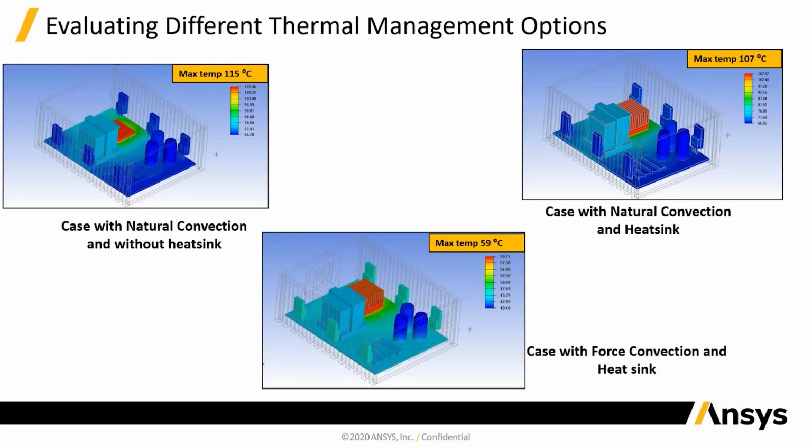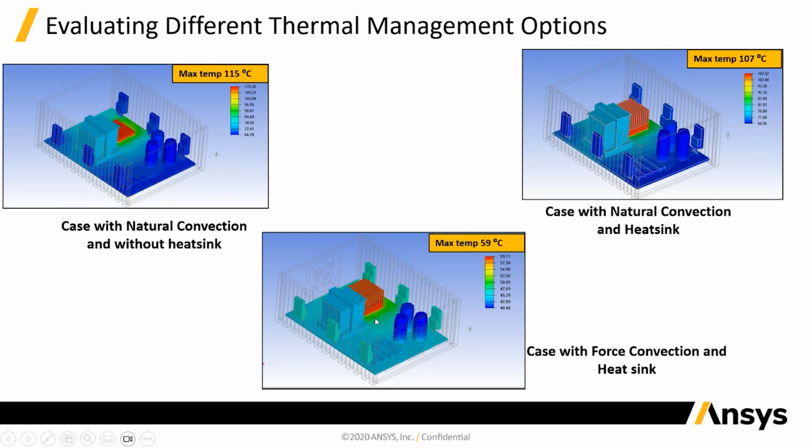Now I'm going to show you one use case where we are evaluating different types of thermal management options. On the left top side, you can see that there is a system which is natural convection cooled. We are not using any heat sink and the temperatures are 115 degrees centigrade. Then we switch to adding a heat sink on top of the IC package. So it is natural convection with heat sink, and now the temperatures have gone down to 107 degrees centigrade.